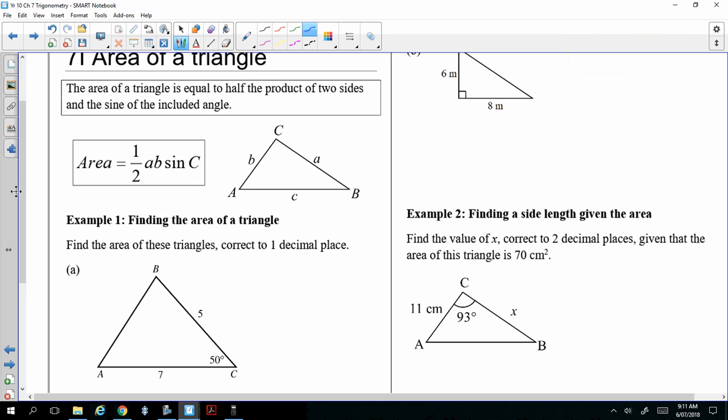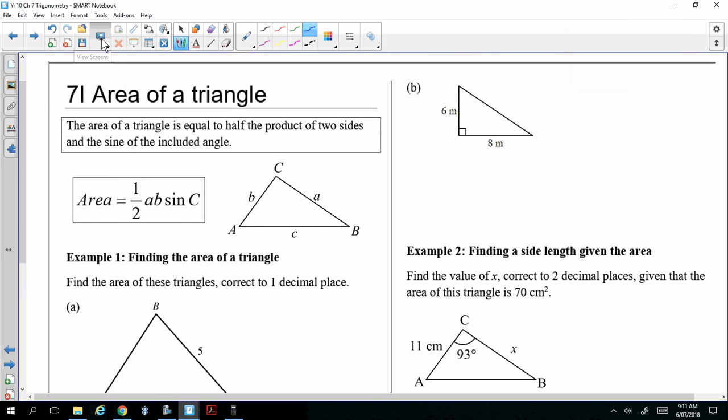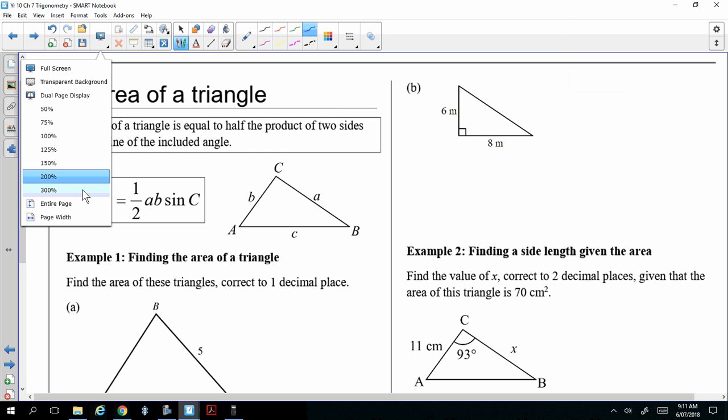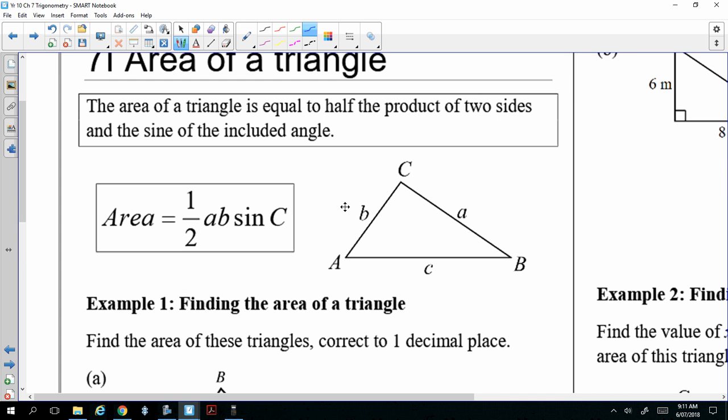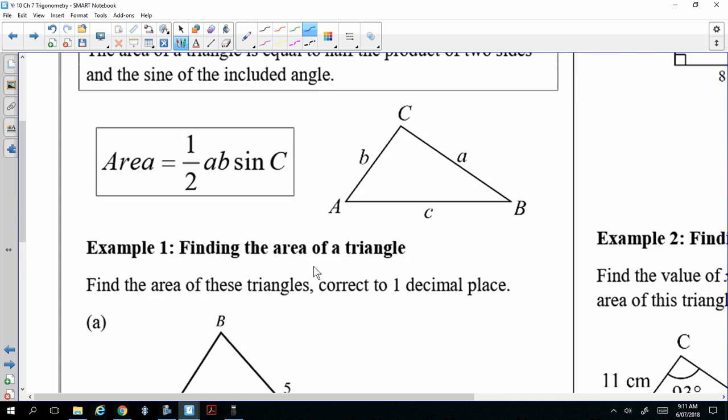Learn the third formula. This is the last of the three formulas you have to learn about non-right angle triangles, which is the area of the triangle. Now, the area of a triangle is very easy to calculate. So if you are given the angle C, you just have to do half times AB sine of the angle in between. Okay, so let's do an example.